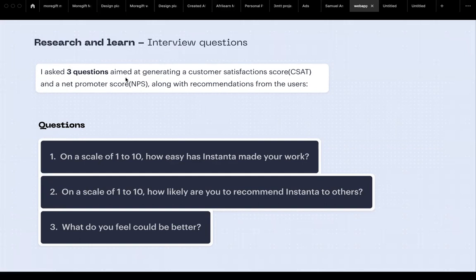I asked 3 questions aimed at generating a customer satisfaction score, CSAT. I don't know whether you have used an app where they ask you on a scale of 1 to 10, how have you enjoyed our app? Have you seen that question before? Yes. Yeah, so that's a customer satisfaction score.